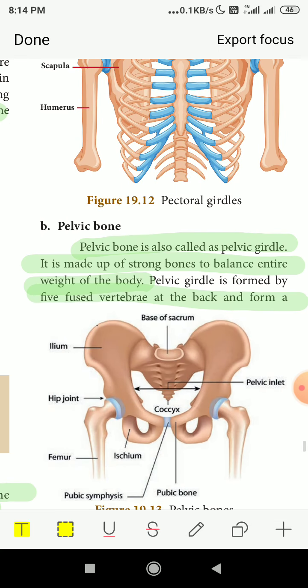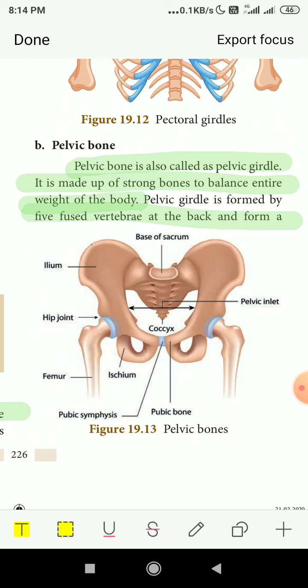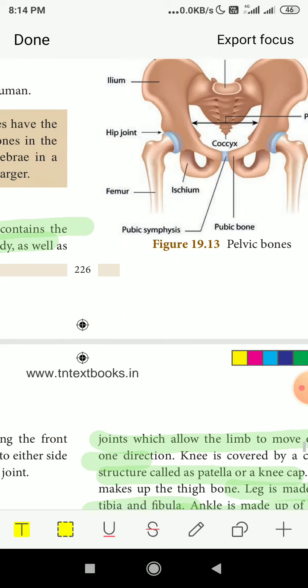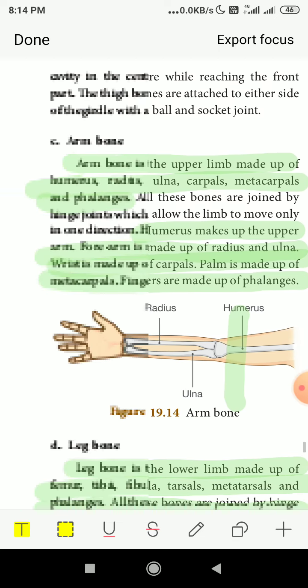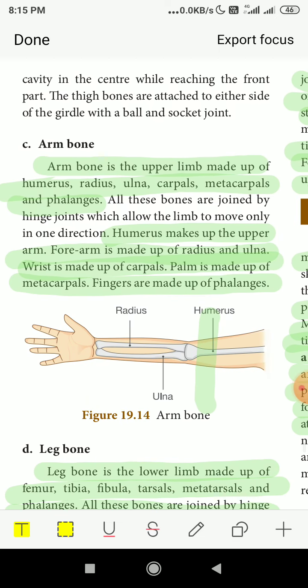Next, the pelvic, where our legs are attached. The pelvic bone is also called the pelvic girdle. It is made of strong bones that balance the entire weight of the body. The pelvic girdle is formed by 5 fused vertebrae at the back and forms a cavity in the center while reaching the front part. The thigh bones are attached to either side of the girdle with a ball and socket joint.